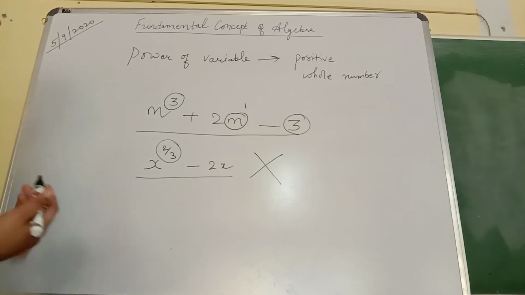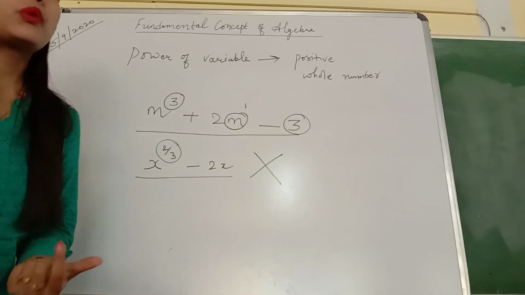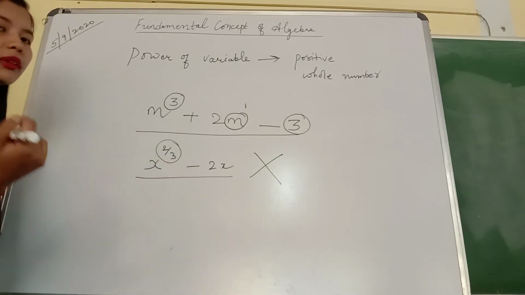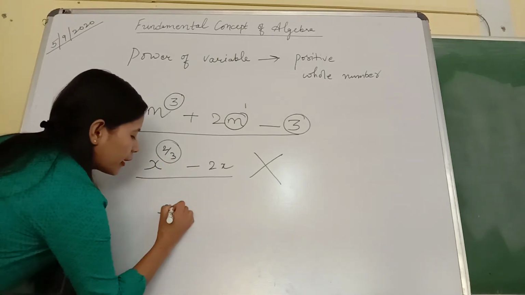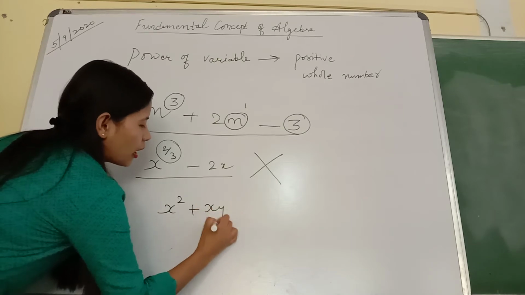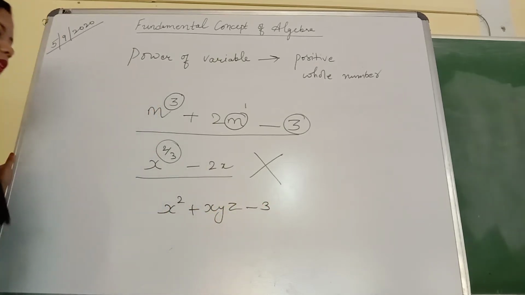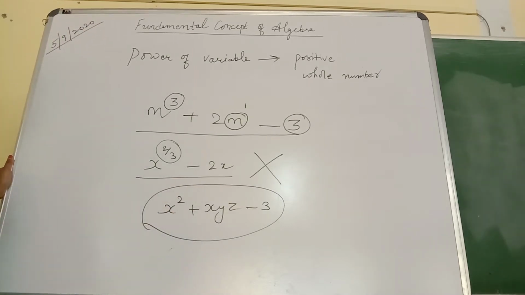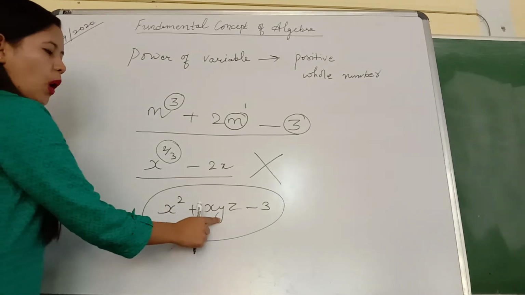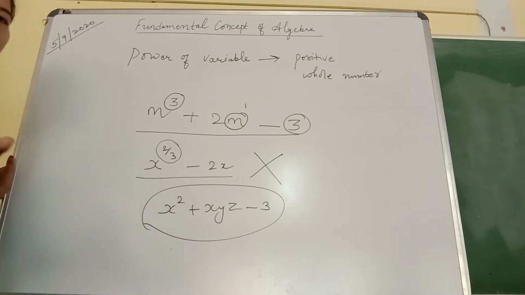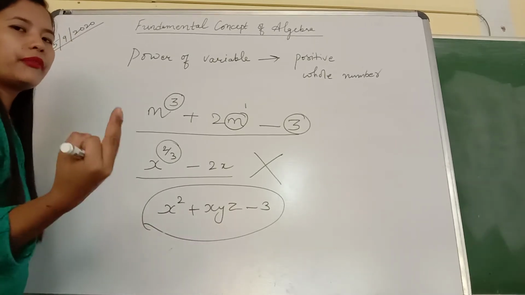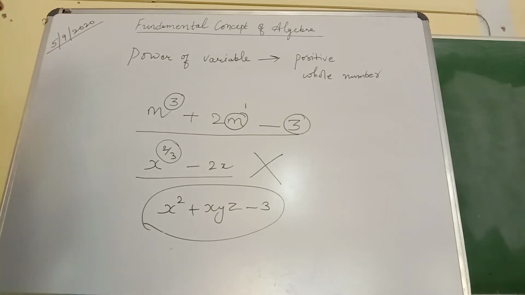Now what about a polynomial in more than one variable? Any polynomial which involves more than one variable. Suppose I have x squared plus xyz minus 3. This is a polynomial in how many variables? The variables involved are x, y and z. So there are 3 variables involved, and this is a polynomial in 3 variables. So this is all about what a polynomial is.